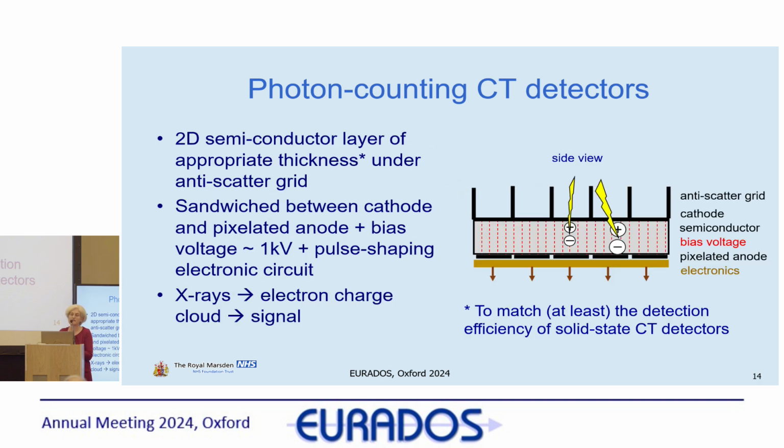So let's look at the photon counting CT detector in a little bit more detail. It's a two-dimensional semiconductor layer of appropriate thickness, because we're trying to at least match the detection efficiency of the conventional solid-state detectors. And this semiconductor layer is sandwiched between a cathode and a pixelated anode and below an anti-scatter grid. So here the X-rays interact with the photoconductor. They produce an electron charge cloud that is then collected using a bias voltage of around 1 kilovolt, and then the electronics pick up the signal.